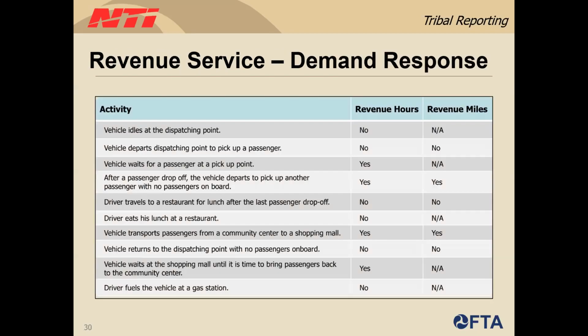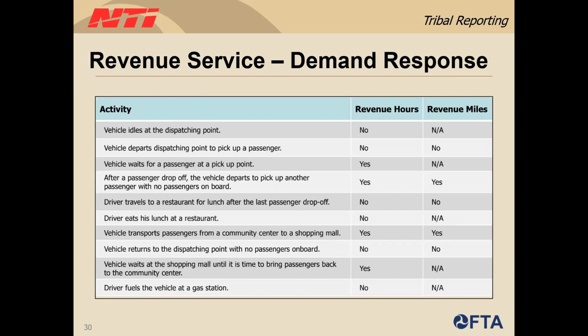Sticking point. Okay, I mentioned a couple slides ago, we wanted to review the demand response service, what is and what is not. These are located in the policy manual. It's usually around page 80 or so in the reduced one. It can change a little bit year to year. So this is a good point to say what is and what is not. So, vehicle waits for a passenger at pickup point. You're not moving, so no miles, but yes, revenue hours, you have the expectation of carrying that passenger and starting to carry that passenger.